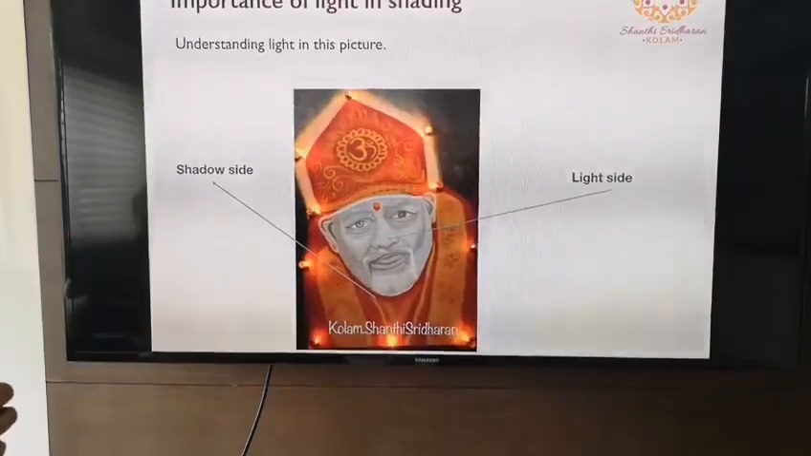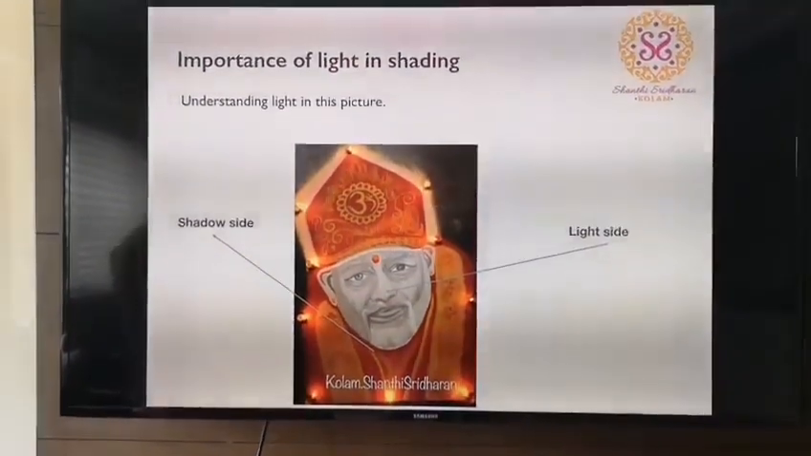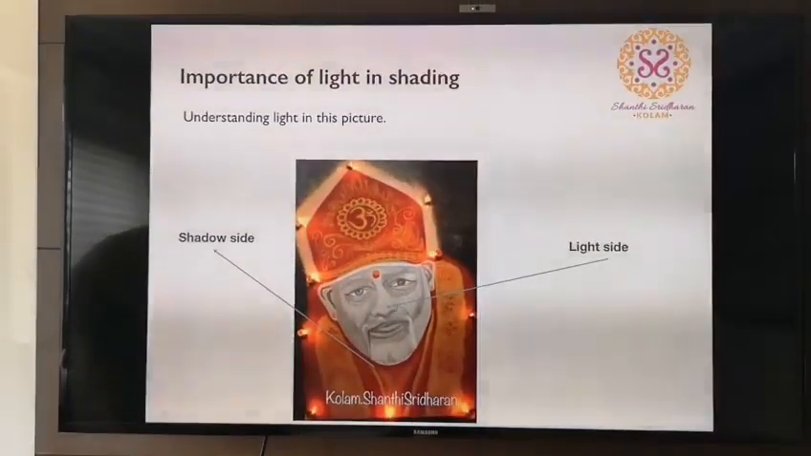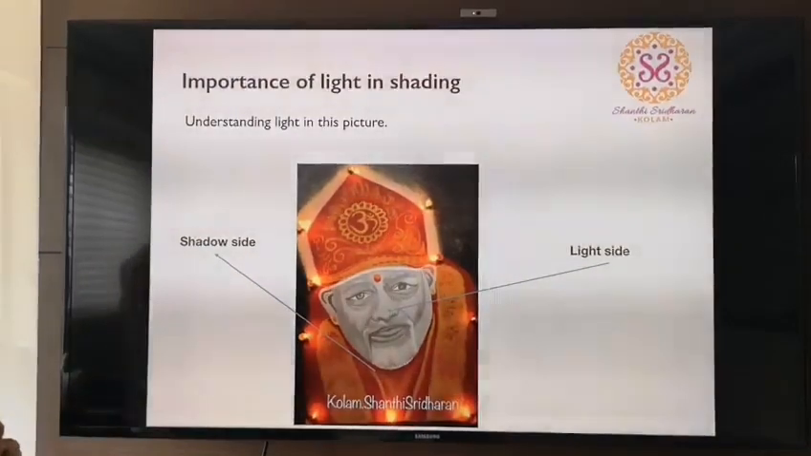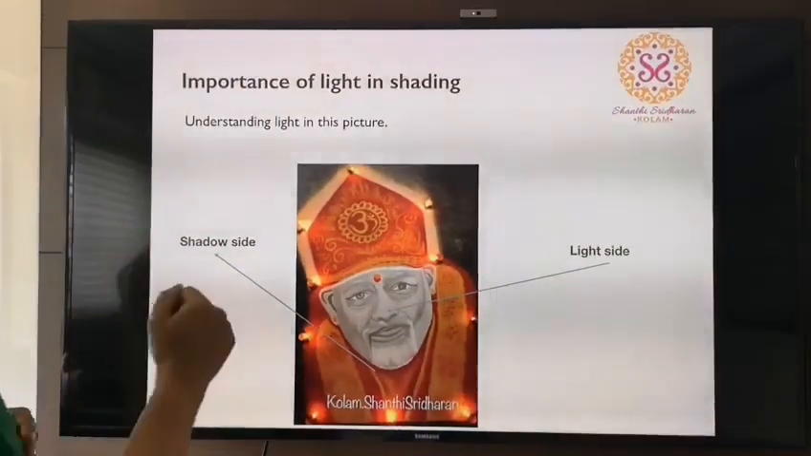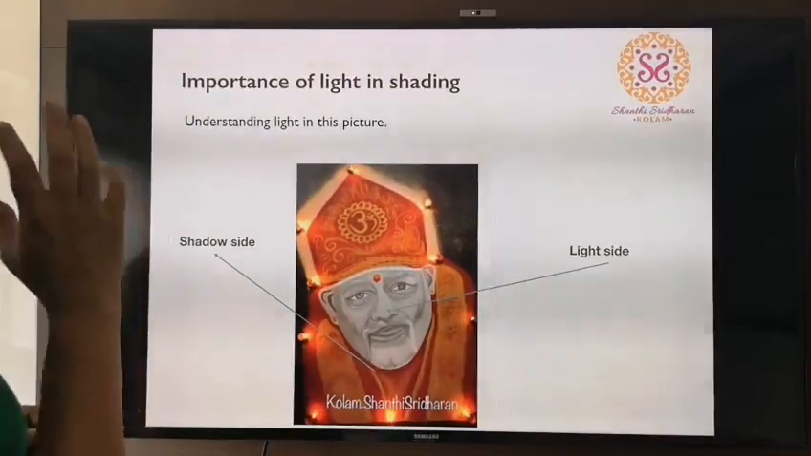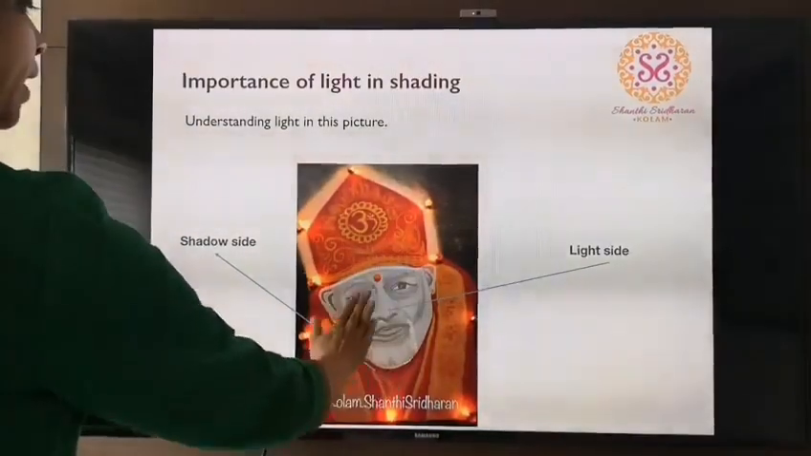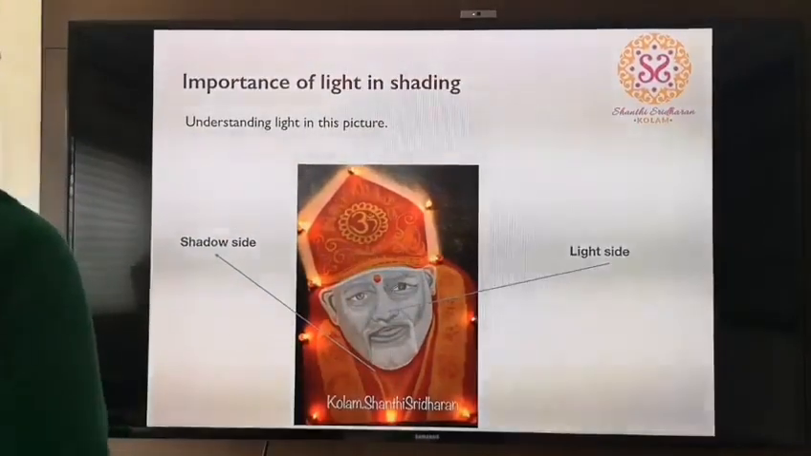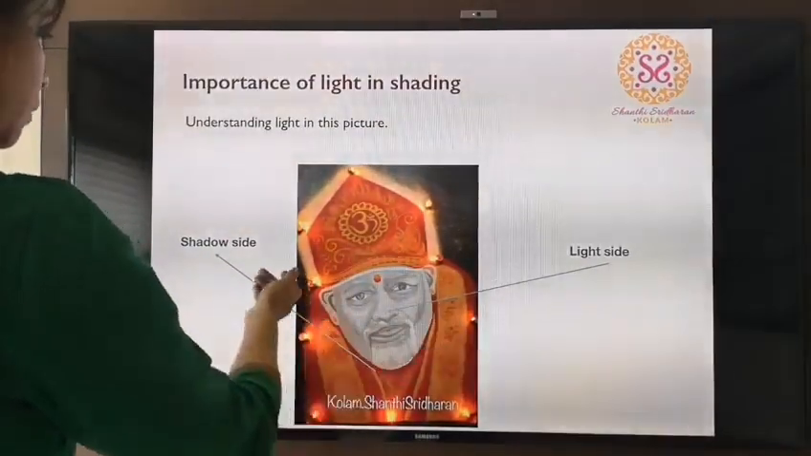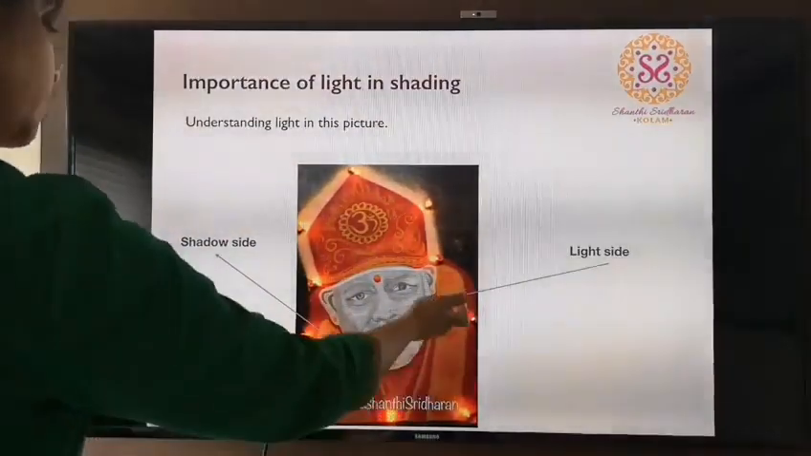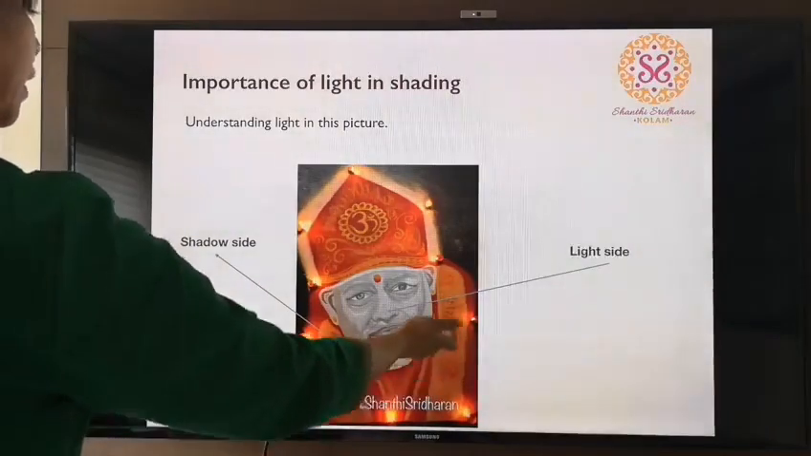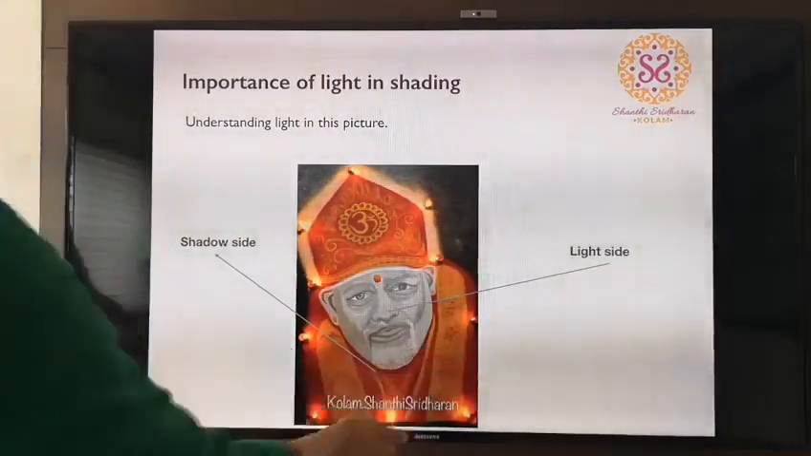Now, importance of light in shading. Understanding light in this picture. This is the portrait of Sai Baba, and the light is focused just on his face. So, this part will be my light side and my shadow side will be the darker side which is not illuminated by the light. This side will be my shadow side.